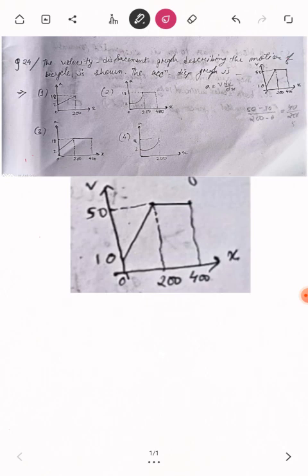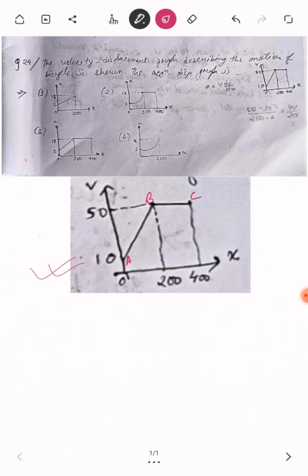So this is the graph. For this question there are two parts. The first part is AB and then BC. At first we have to analyze the AB part, and then after that BC. So at first we need to find the equation of AB. What will be the equation of AB?